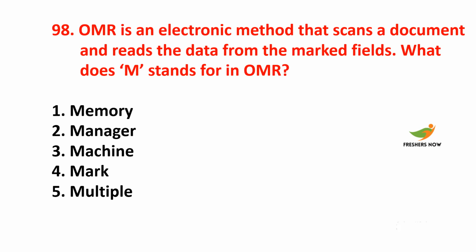98th question. OMR is an electronic method that scans a document and reads the data from the marked fields. What does M stand for in OMR? And the answer is option 4, mark.